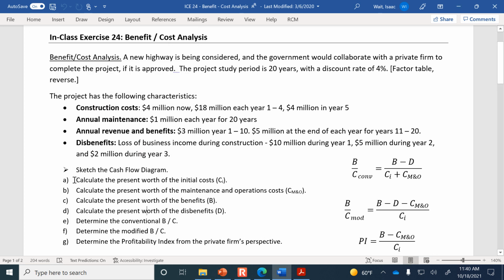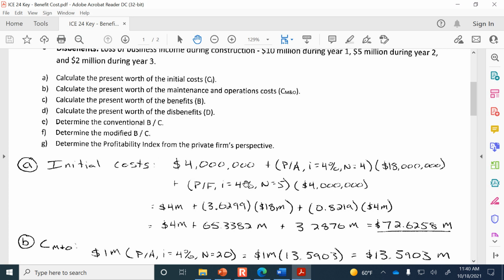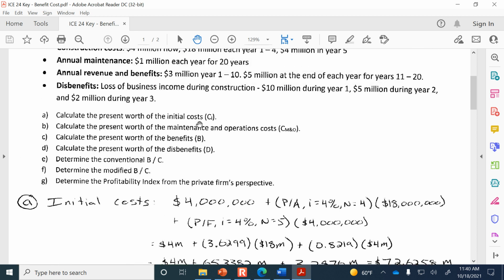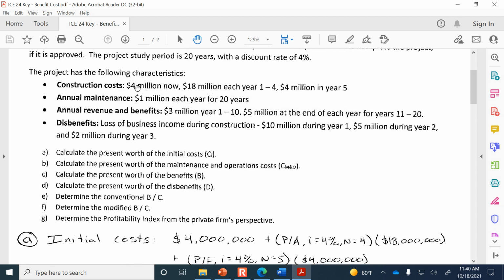Okay, so I've done this cash flow diagram on the board just mainly so that we can see all the different pieces. With this bullet point summary of what's happening, it could be easy to miss a certain amount. So we want to have the initial costs known. What I'm calling the initial cost is this construction component: the $4 million now, $18 million each year, and then the $4 million in year 5.